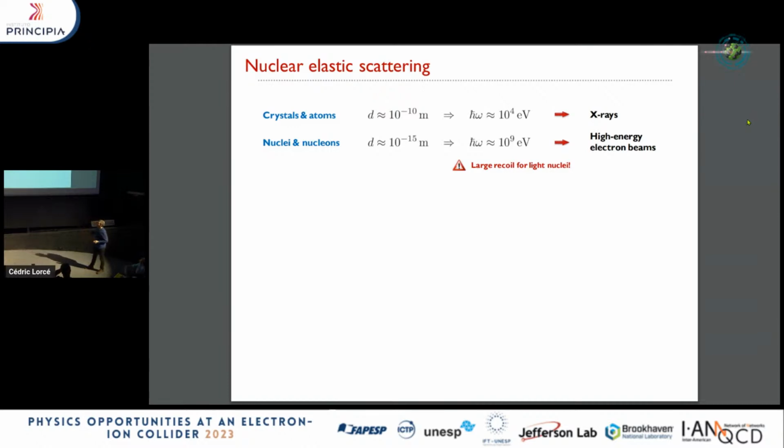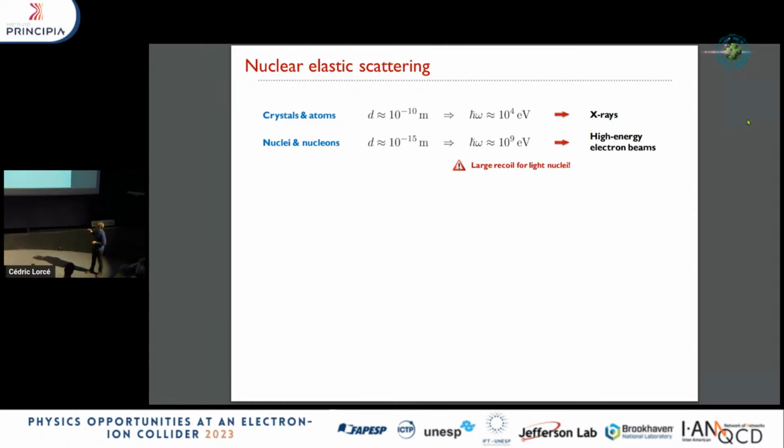So you can apply this kind of idea to different systems. Essentially, you can do this with crystal atoms. We have a typical size of 10 to the minus 10 meters, and you can basically use X-rays because that gives you the right scale. But if you apply the same idea to nuclei and nucleons, well, it's harder. You need much higher energy, so it's very complicated. And so instead of using electromagnetic waves, we start with electron beams, and we then use the virtual photon to probe the internal structure of the nucleon.